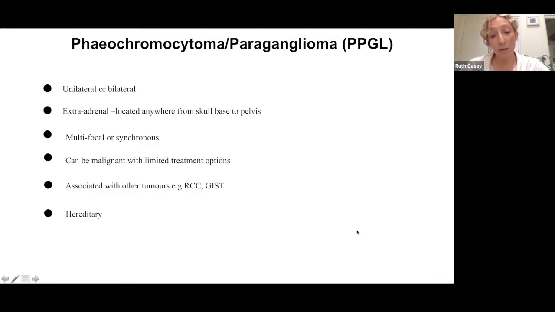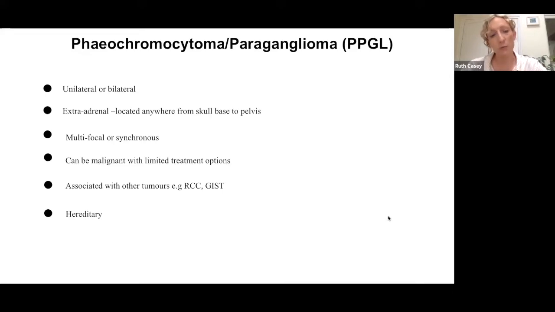And these tumors can be multifocal at presentation, or they can be synchronous, which means a patient can present with a pheochromocytoma or paraganglioma, have it resected, and then years later present with another primary tumor. These tumors can also be malignant, and that's actually one of the biggest challenges that we face in clinical practice, trying to differentiate or decide which of our patients have malignant tumors. They can also be associated with other tumors, such as renal cell carcinoma or gastrointestinal stromal tumors. Now, that's typically in the context of a syndrome.